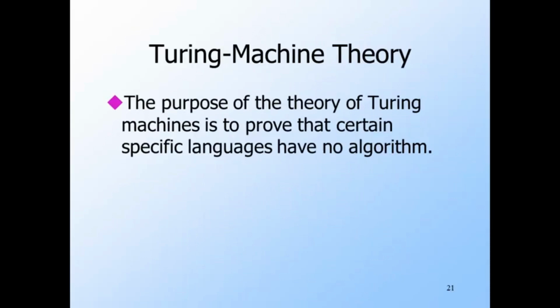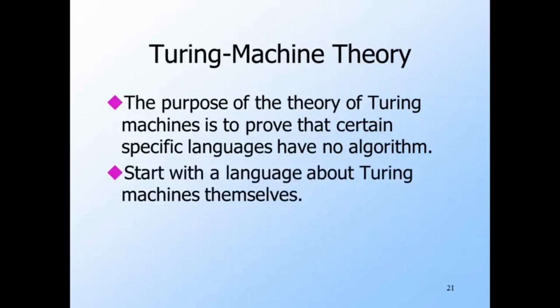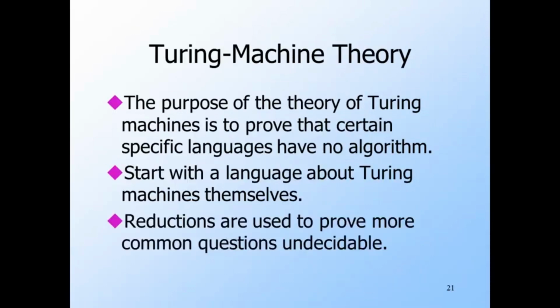We're now ready to look at the theory of Turing machines. One important purpose of this theory is to prove certain particular languages to have no membership algorithm. The first step is to prove certain languages about Turing machines themselves not to have membership algorithms. We're then going to introduce the important notion of a reduction from one problem to another.